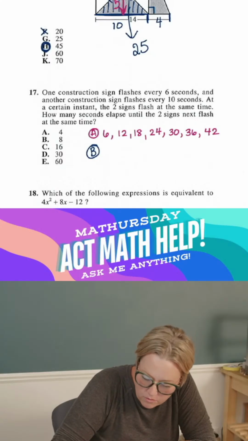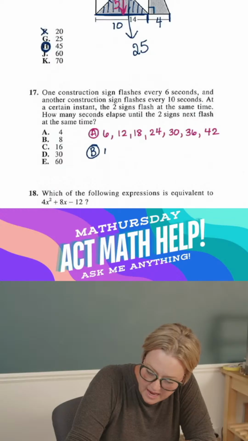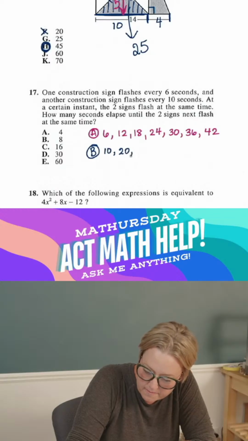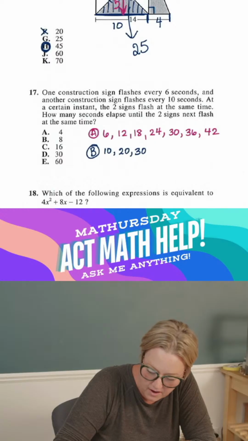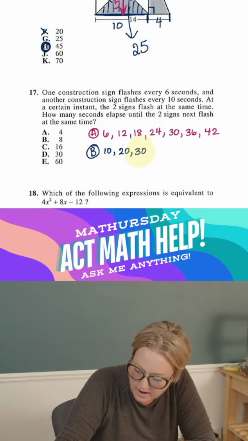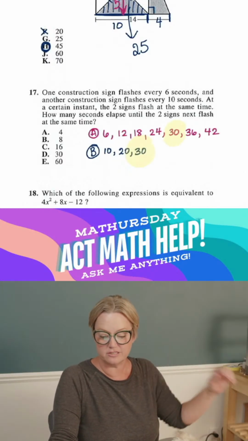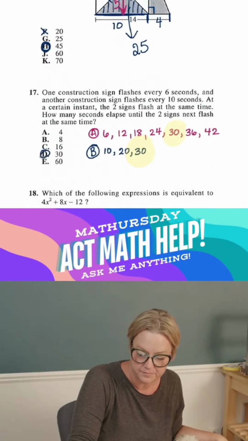So then the other one, light B, is every 10 seconds. So that's going to be at 10, 20, and 30. Oh, there it is. I've got 30 here and I've got 30 here. So that means that after 30 seconds, they are going to flash at the same time.